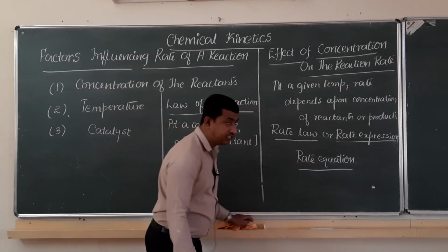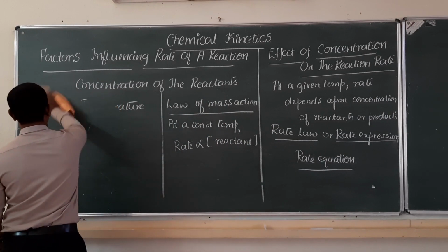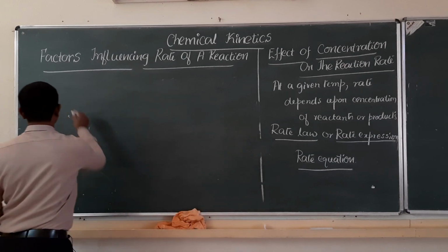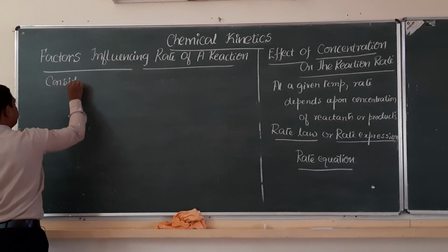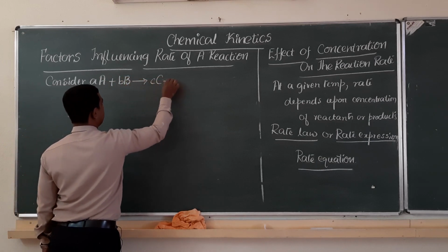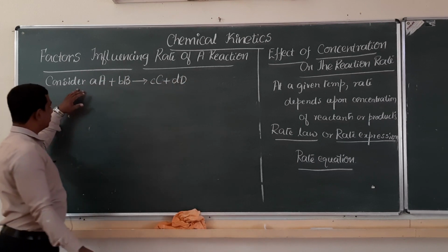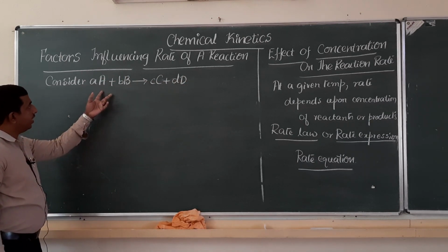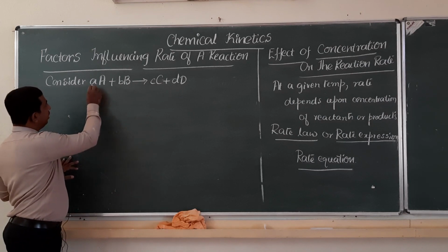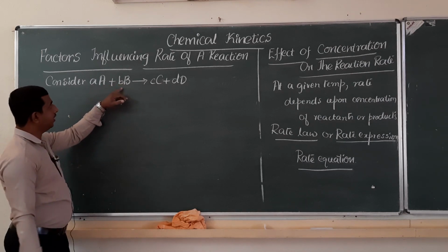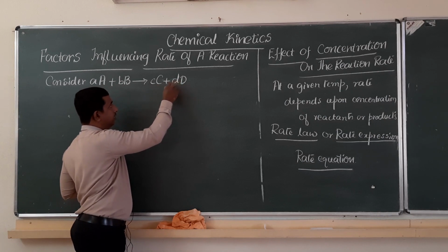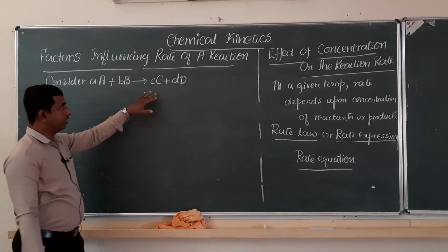Now let us consider one general reaction. Let us consider a general reaction where reactants A and B react to produce products C and D. Here, small a and small b represent the stoichiometric coefficients of reactants A and B, whereas small c and small d represent the stoichiometric coefficients of the products, that is C and D.